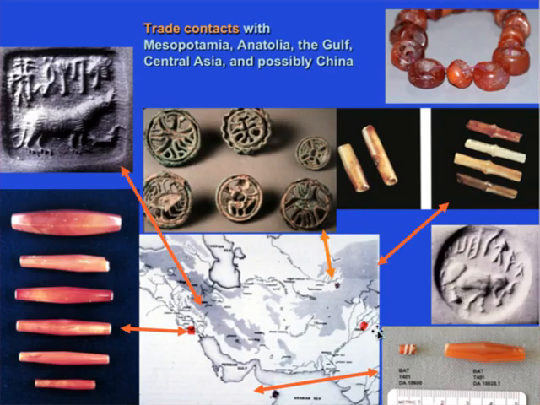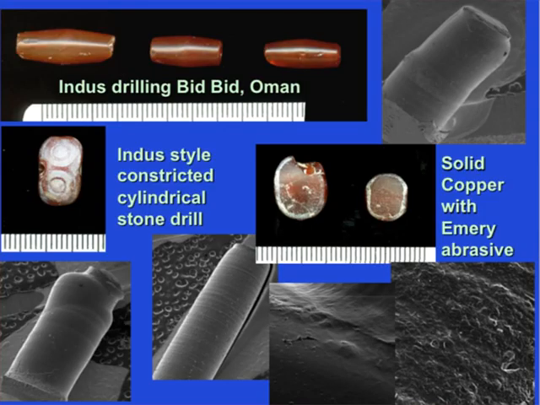And the trade of Indus ornaments goes beyond the Indus Valley to Oman, to Mesopotamia, to Central Asia, and we can trace this through various stylistic forms as well as understanding the technology. So in Oman, we have evidence of Indus-style beads that are drilled with Indus drilling, both stone drilling as well as abrasive drilling, and the carnelian is coming from Gujarat.